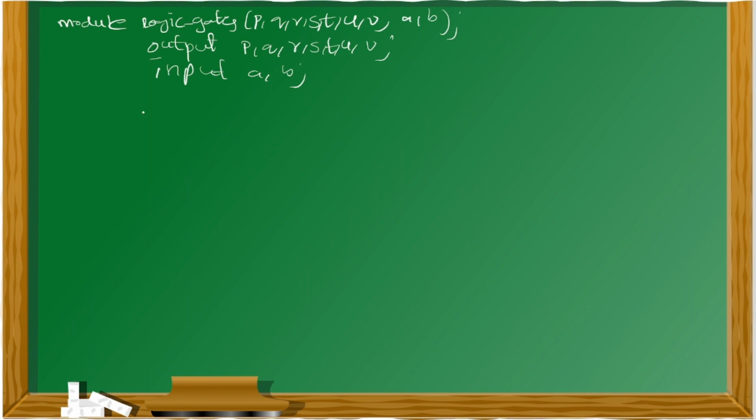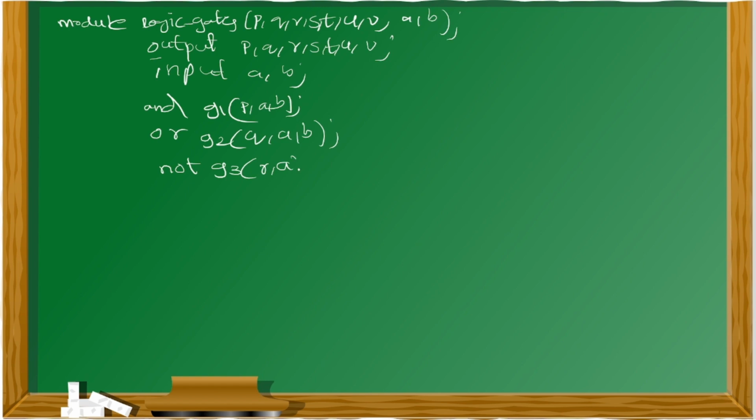See, first AND gate, and I am giving the gate name as G1, and output of this AND gate is P comma A comma B. P is the output, A comma B are the input. Second, OR gate, or G2 of Q comma A comma B. And next, NOT gate, NOT G3 of R comma A.